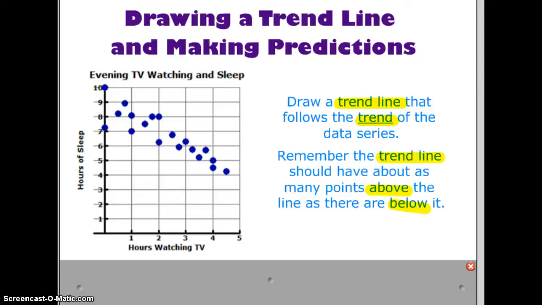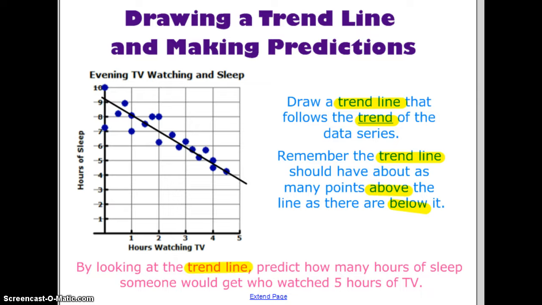Drawing a trend line and making predictions, example 2. We can draw a trend line that follows the trend of the data series. So if I were to draw a line, it should go through your data set. Remember, the trend line should have about as many points above as below the line. So I have a number of points above and below my line.